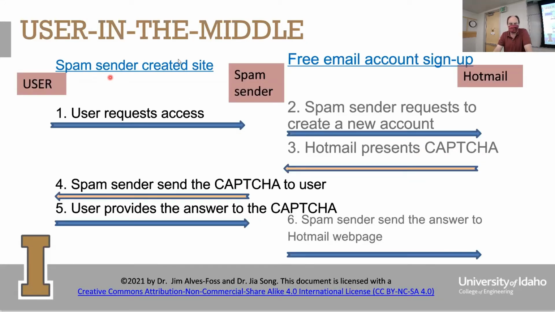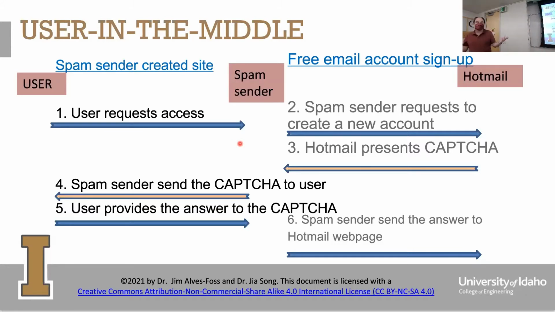So this is what we call user in the middle. The user requests access to a website, the spam sender's fake website. Hey, I wanted this because this is Bob's Sports Score website, and I really want to know, did the 49ers win yesterday? They send the request to a new account, say to Hotmail. Hotmail presents the CAPTCHA, which they send immediately back to the user, take the responses back, send it off to the Hotmail website.